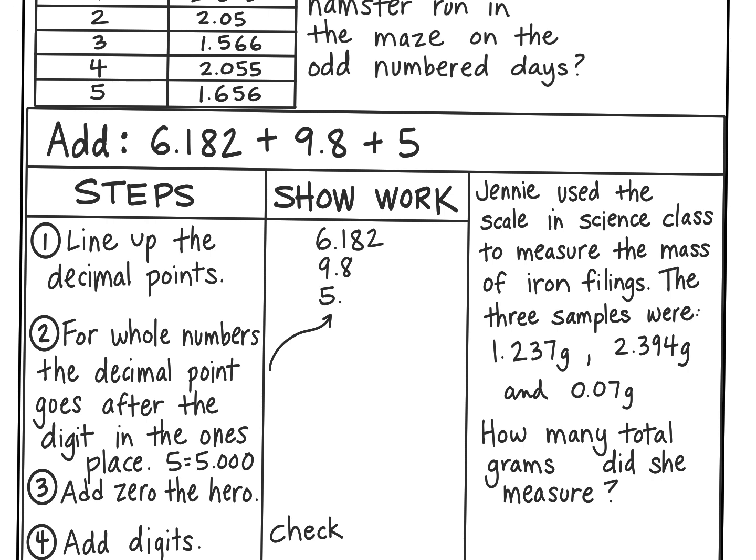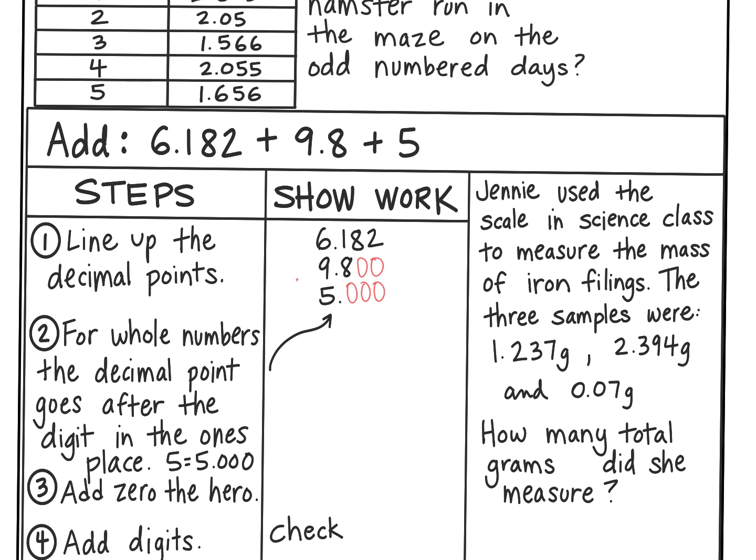For whole numbers, if you don't have a decimal, where do you put that decimal point? Because you've got to have one. It goes right after the whole number, right? And then step 3, we're going to add in zero the hero. So I'm going to plug in zeros to line up under the other digits so that everything stays perfectly lined up. Okay, now I'm going to add my digits together.